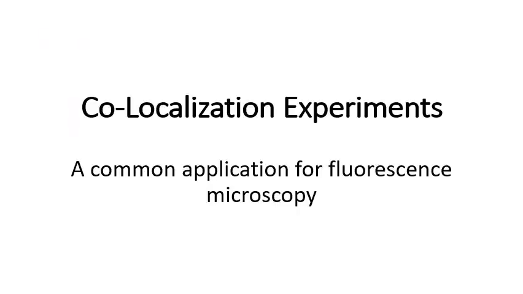All right, now here's another interesting type of experiment that you can do with a fluorescent microscope. You can do something called a colocalization experiment. The word colocalization means proving that two things or two proteins are in the same place at the same time in the cell. Why would you be interested in doing that?